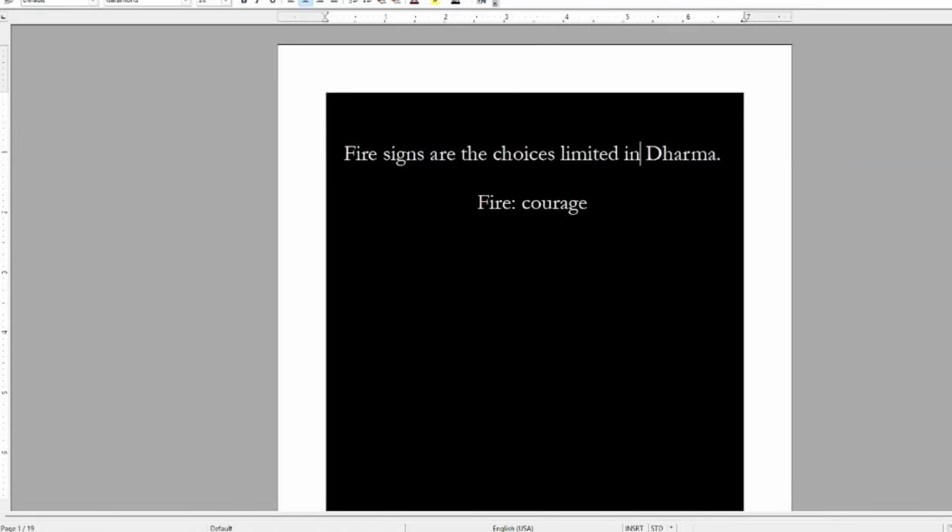So the fire signs are the choices limited in Dharma, because in fire you have to have the courage to fight what is partially blocking you with partial success. And you develop the courage within the limits of just what you're given. If it's righteous, you keep fighting for it. That's how the fire signs are measured, is by Dharma. All of them, Aries, Leo, and Sagittarius. All three of them are on levels of Dharma.